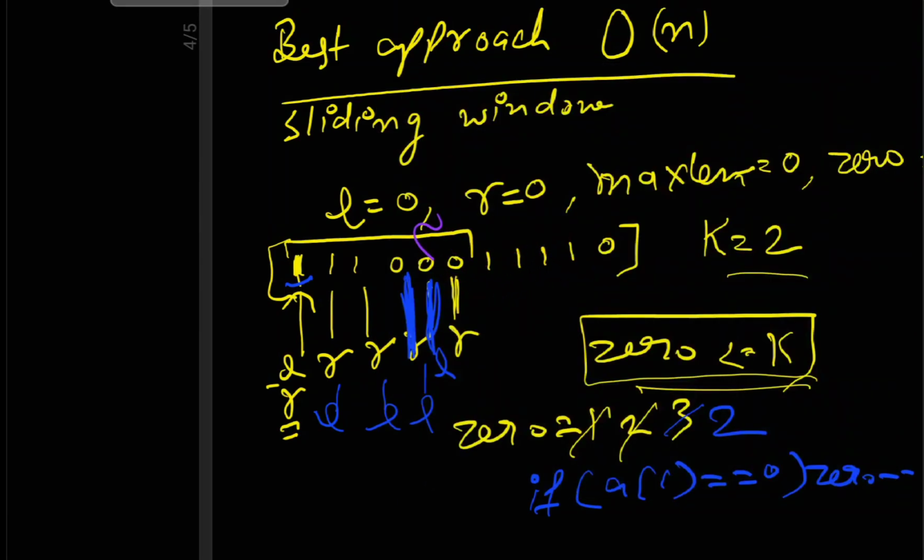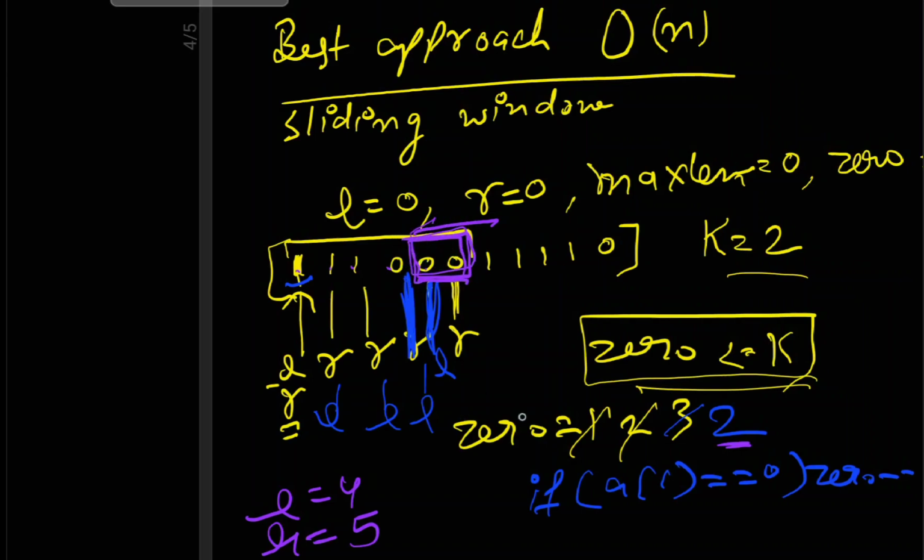I will start from this point. At this point I have two zeros, and left value will be 0 1 2 3 4, and right value will be 5. So yeah, this one is my current subarray.